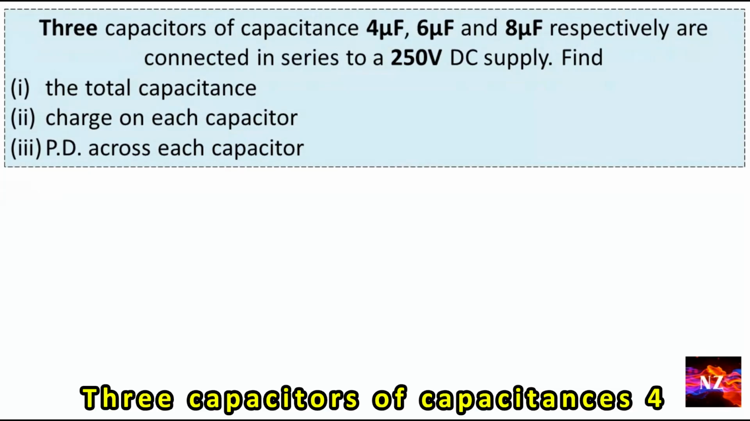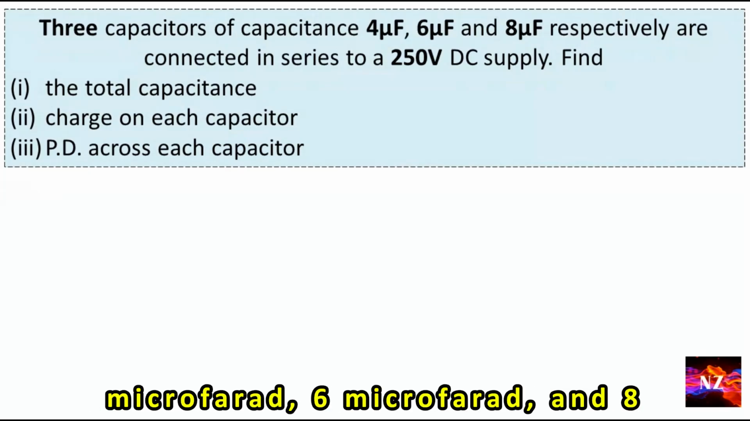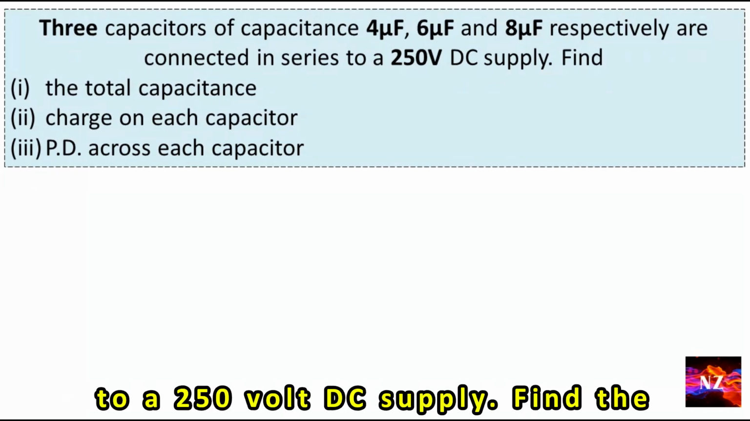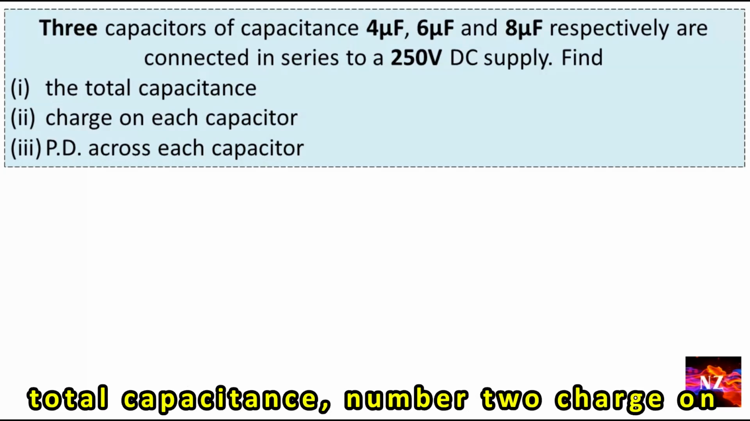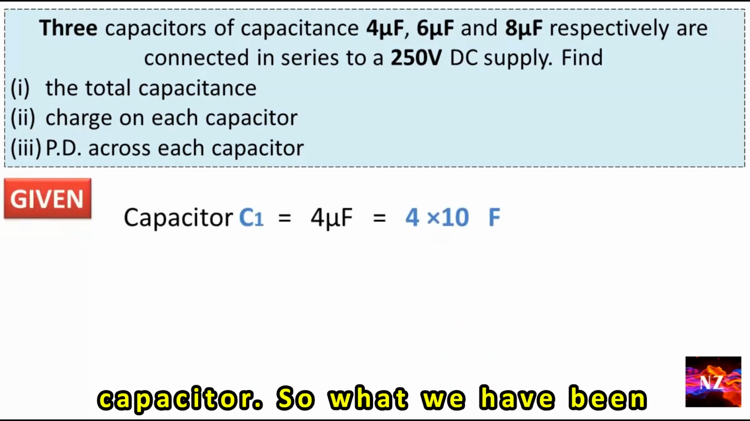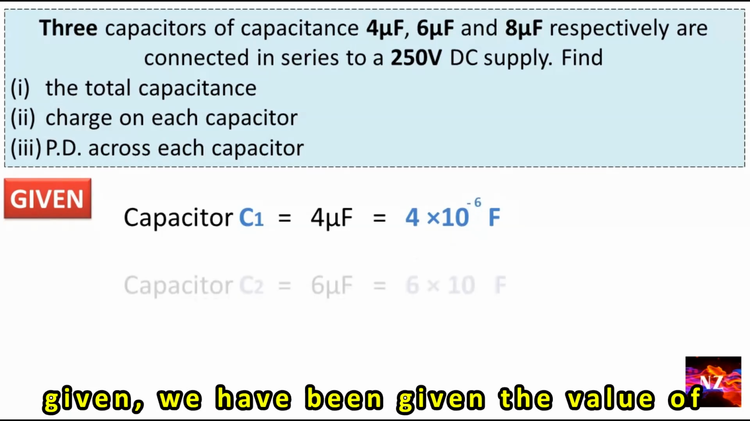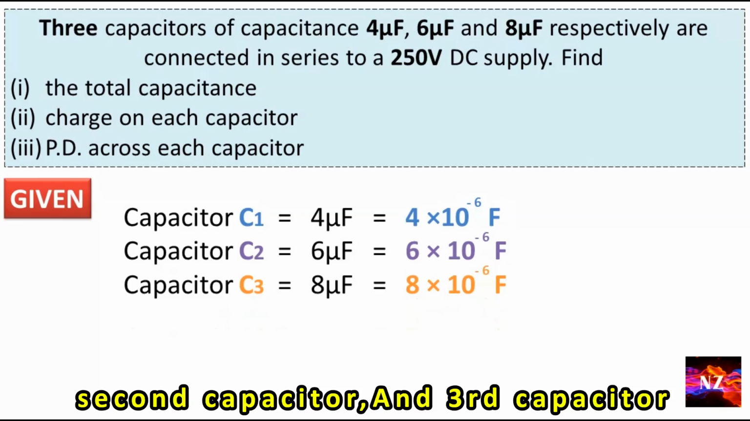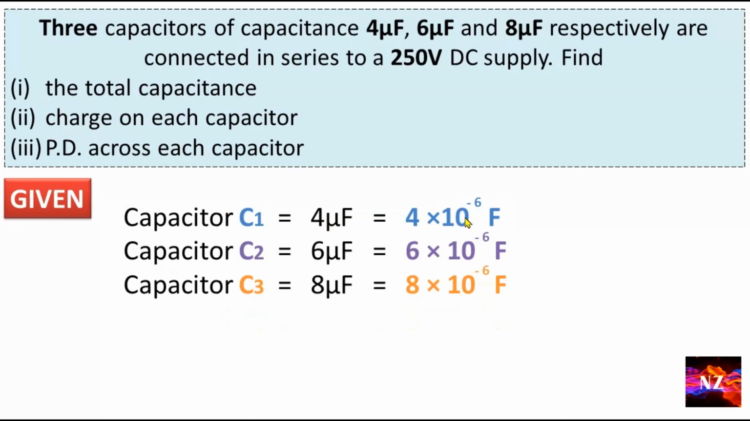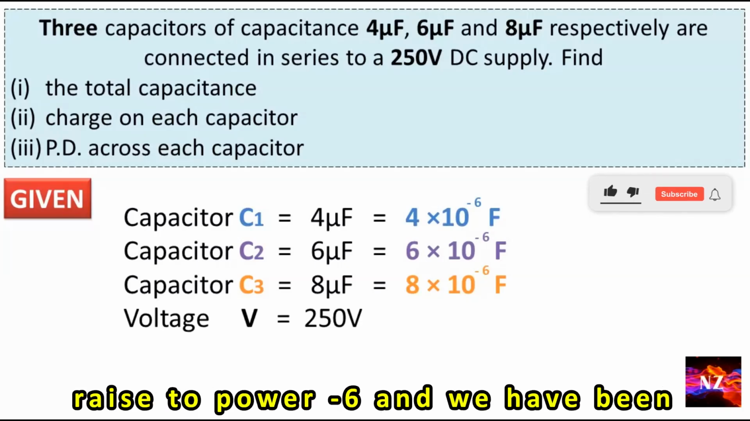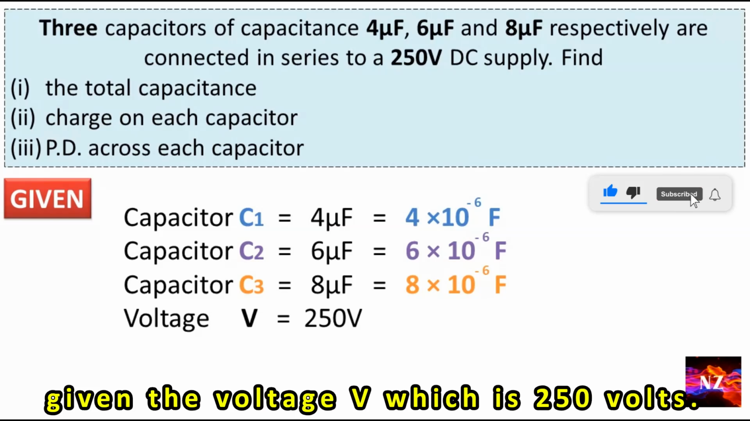Three capacitors of capacitances 4 microfarad, 6 microfarad and 8 microfarad are connected in a series combination to a 250-volt DC supply. Find number 1, the total capacitance, number 2, the charge on each capacitor, and number 3, the potential difference across each capacitor. So what we have been given? We have been given the value of capacitances of the first capacitor, second capacitor and third capacitor. We are replacing the prefix micro with 10 raised to power minus 6. And we have been given the voltage V, which is 250 volts.